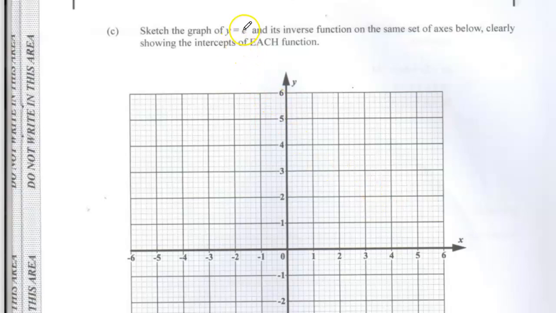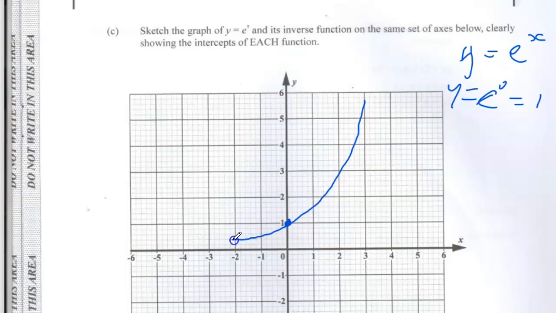Sketch the graph of y equal e to the x and its inverse. So the graph of y equal e to the x: when x is 0, e to the 0 is equal to 1, right? So when x is 0, y is equal to 1. So it cuts the y-axis at 1, which is a graph that we are expected to know. So the graph would look something like this, it curves up, and it never ever touches the x-axis.